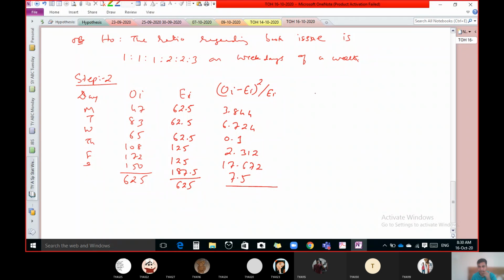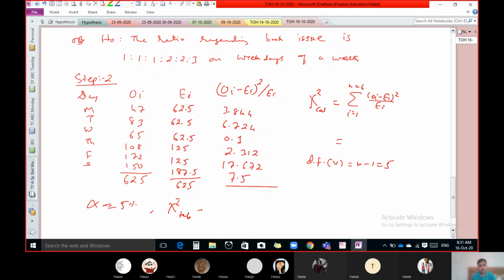Add this, you will get chi-square Cal. So chi-square Cal is nothing but the summation of OI minus EI the whole square upon EI, i running from 1 to n. N is 6, there are 6 days. So add this, and we get chi-square Cal. Degree of freedom v equal to n minus 1, 6 minus 1, 5. Step 3, alpha equal to 5%.